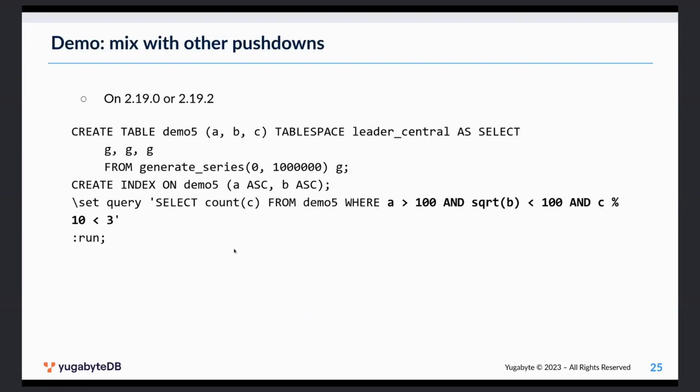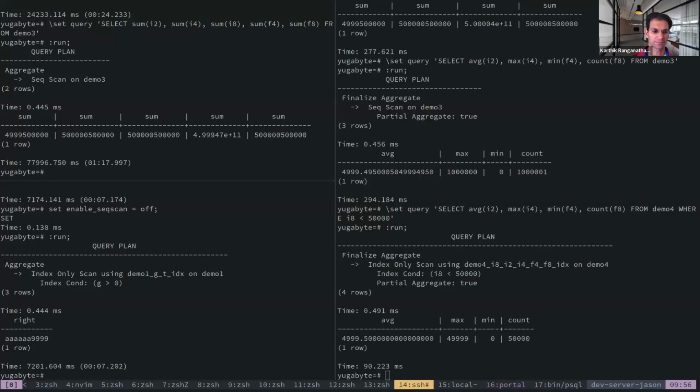Okay. And then one more demo is you can mix with other pushdowns. Here the A is on the index, so this would be an index key comparator pushdown. The square root is an expression pushdown, and this B is on the index, so it's an index expression pushdown. The C mod 10 would be on the table, so it's an expression pushdown to the table. It's not on the index, it's just another column.